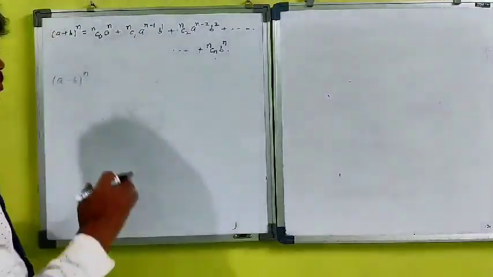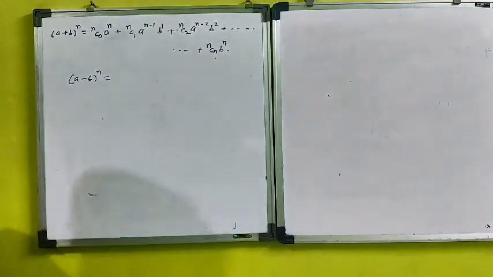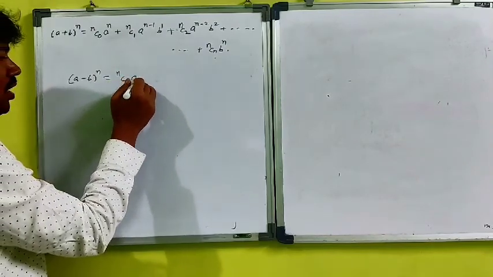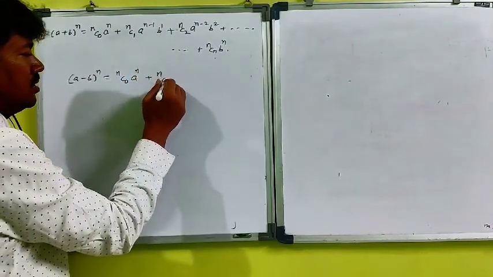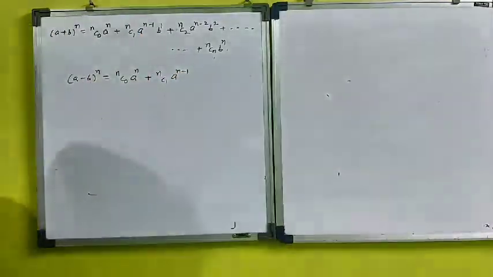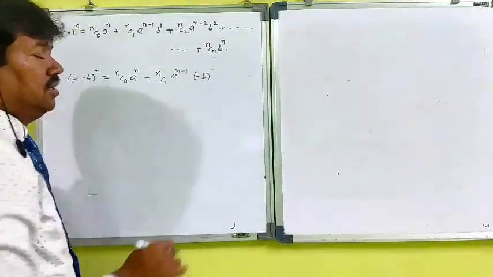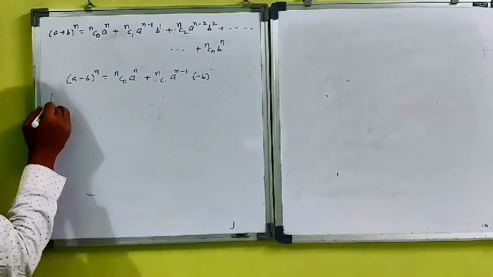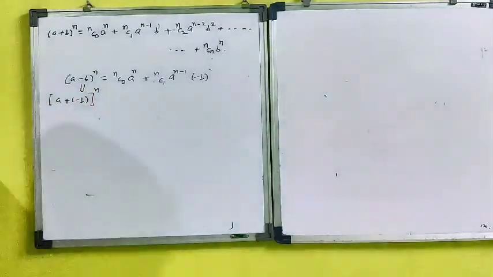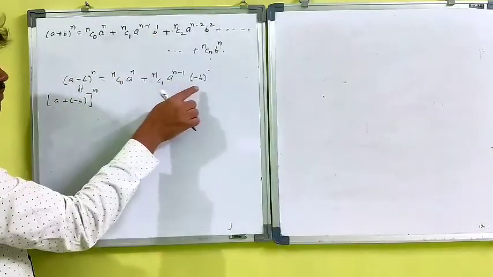So A minus B raised to n, what will that be? Since A plus B is like this, it is the same expression: NC0 A raised to n, NC1 A raised to n minus 1, and so on. Now B has to be replaced with minus B. The reason is that this expression can be written as A plus minus B raised to n. That means the same formula, but only B is replaced by what?